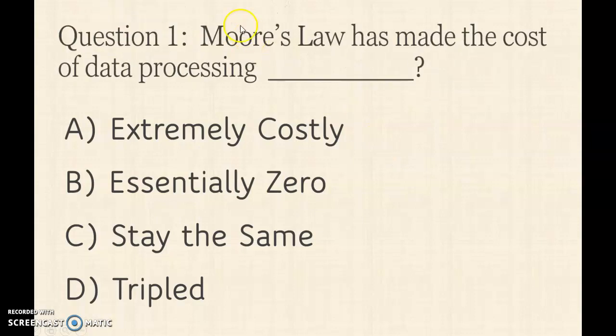Alright, first question. Moore's Law has made the cost of data processing essentially zero. So it's helped it improve so much that now it costs pretty much, like it says, essentially zero to process any data, and you would know this. You have a phone in your hand. It doesn't cost you anything to do any type of data processing.